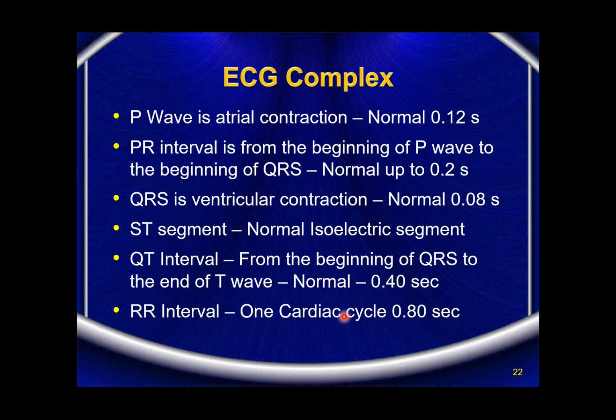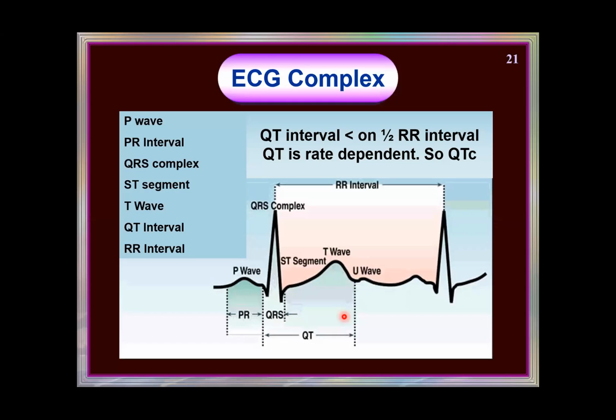Then there will be a correction called QTC. That is the QT interval corrected for the rate. So if the QT interval is dependent on the rate, one needs to correct the QT interval to the rate of the heart. Then only we can interpret whether a QT interval is longer or shorter. So you understand? It's a very important concept I'm telling you here.